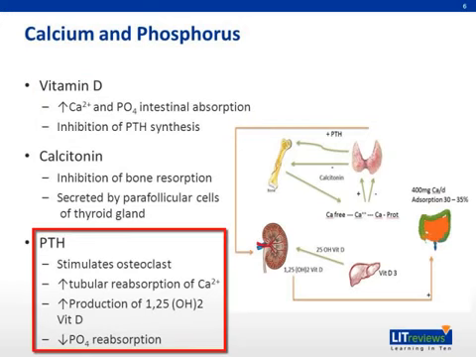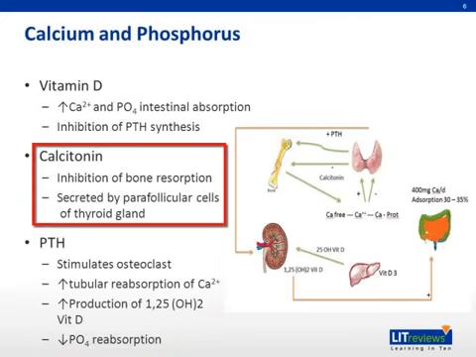Now, PTH is secreted by the chief cells in the parathyroid gland. It stimulates the osteoclast to increase the concentration of calcium in blood. It also favors the tubular reabsorption of calcium and stimulates the production of 1,25-hydroxy-vitamin D in the kidneys. On the other hand, calcitonin, which is a hormone secreted by the parafollicular cells of the thyroid gland, acts in the bone, inhibiting bone resorption.